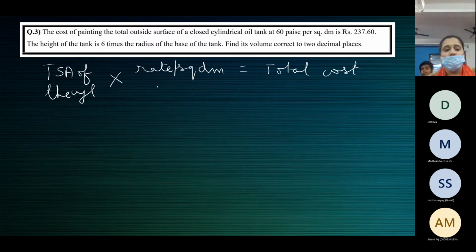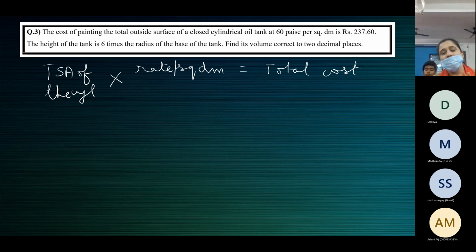So the painter will only tell you the rate per square decimeter. He'll say to paint 1 square decimeter, pay me 60 paise. Now, how will you find the total cost? You will find the total surface area of the cylinder. Why total surface area? Why not volume? Because you're not pouring in anything inside this. Volume has to do with the capacity inside the cylinder. You're painting the surface, right?